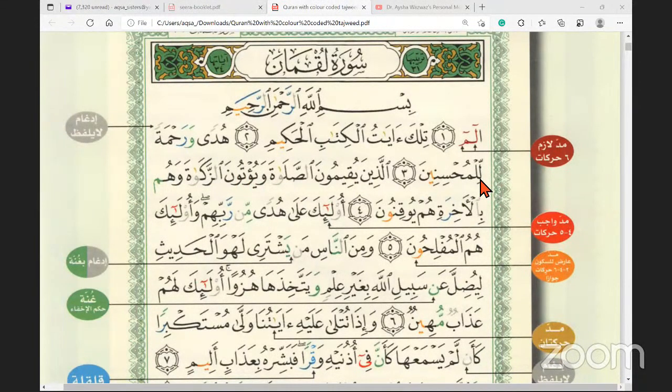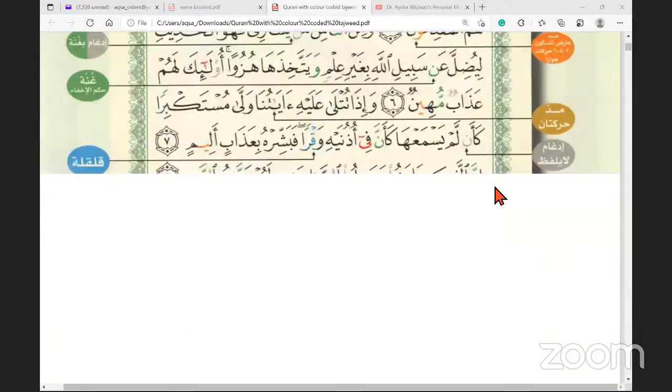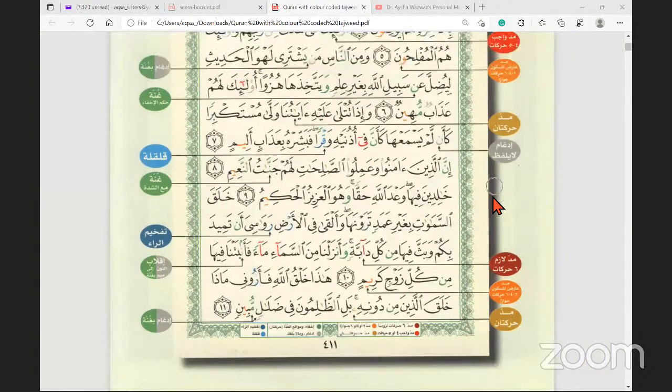وَرَحْمَةً لِلْمُحْسِنِينَ and say, well, there's a shadda right there. All right, so color code speaking, all you're going to do is وَرَحْمَةً لِلْمُحْسِنِينَ. All right, now let's move on. See, those color codes, they're really making things easy.